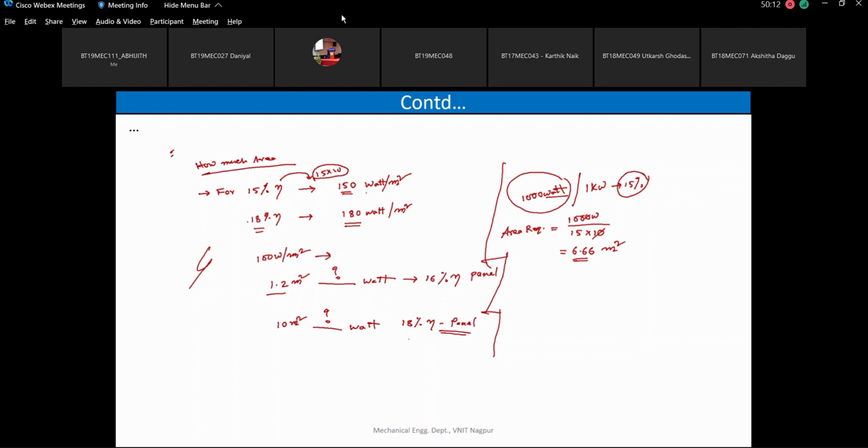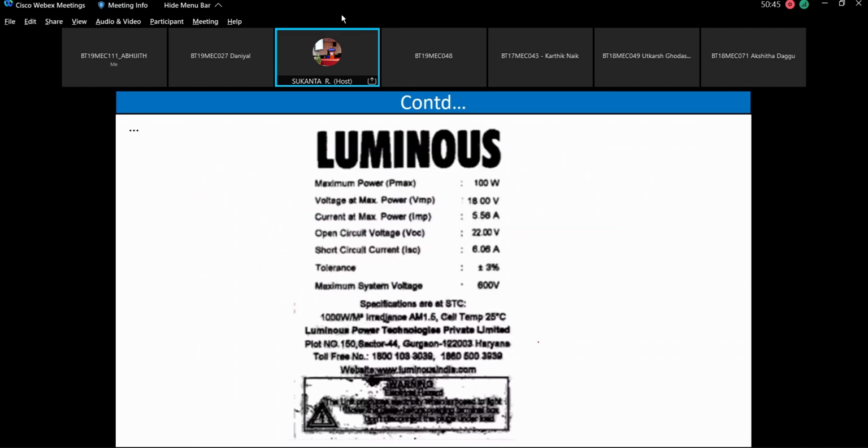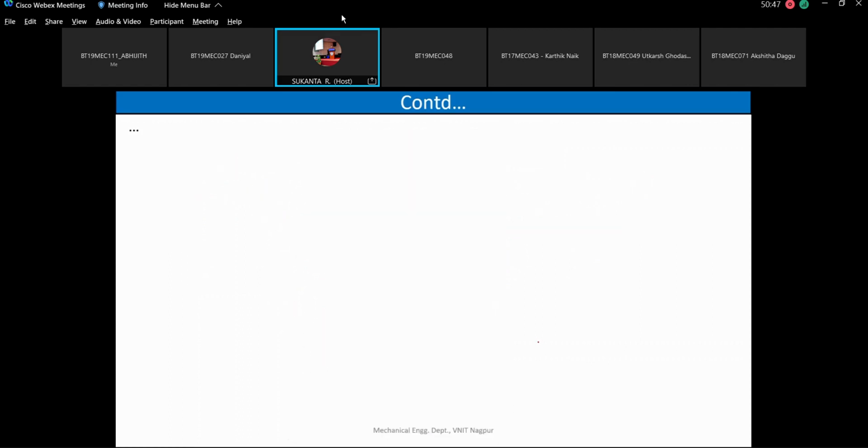So this standard you have to remember, okay? And this one and the previous one also. What is the efficiency of silicon-based solar panel and what is the efficiency of thin film based solar panel? For silicon-based, it is 15 to 18%, and for thin film, it is 14 to 16%. So those are the basics of solar energy.